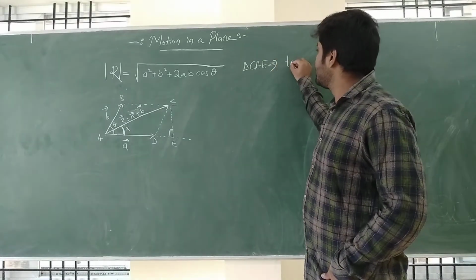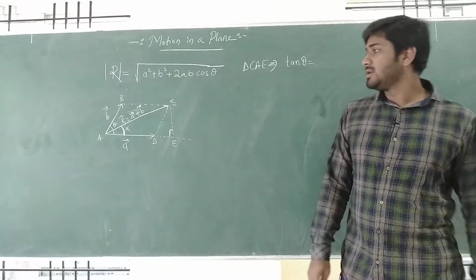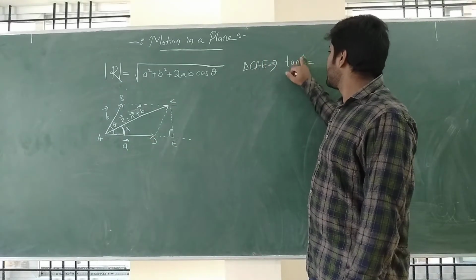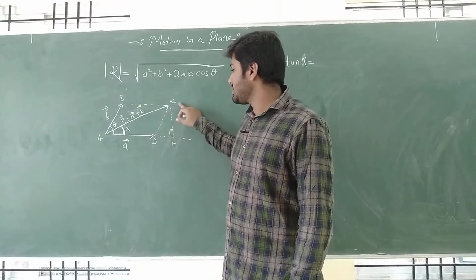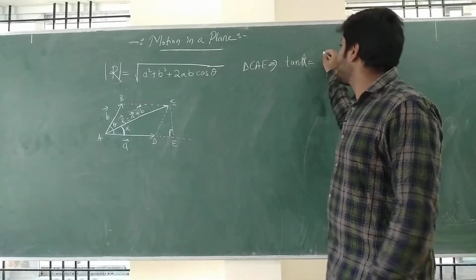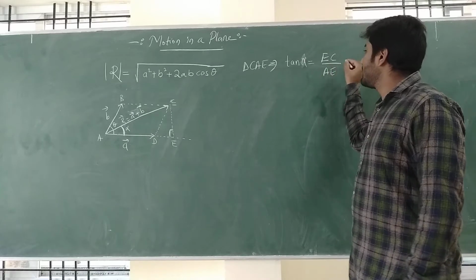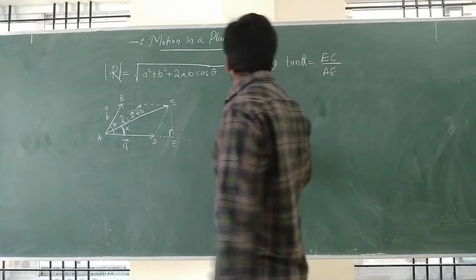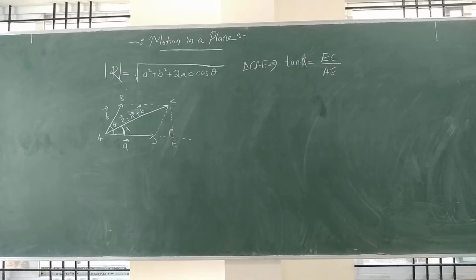Can I take tan theta here? Tan theta is nothing but opposite by base. So here the angle is alpha, right? So opposite is EC divided by base is AE. Can I write it like this? EC divided by AE. Okay, tan alpha is equal to EC divided by AE.